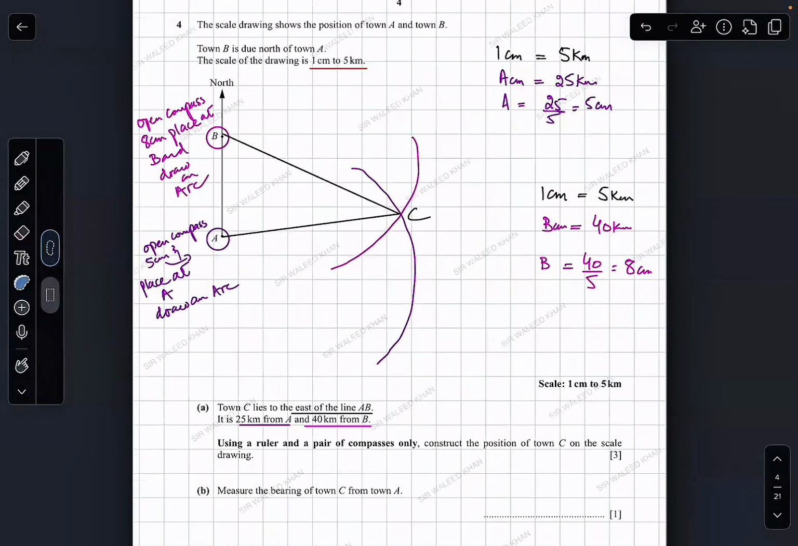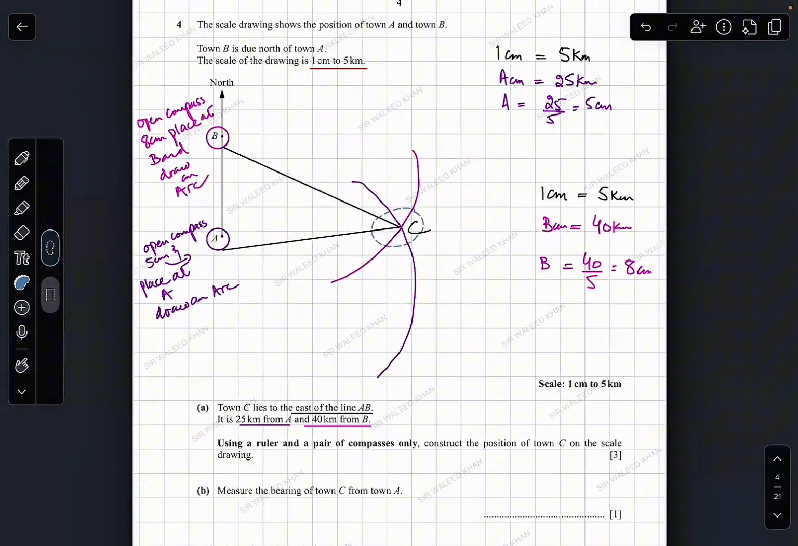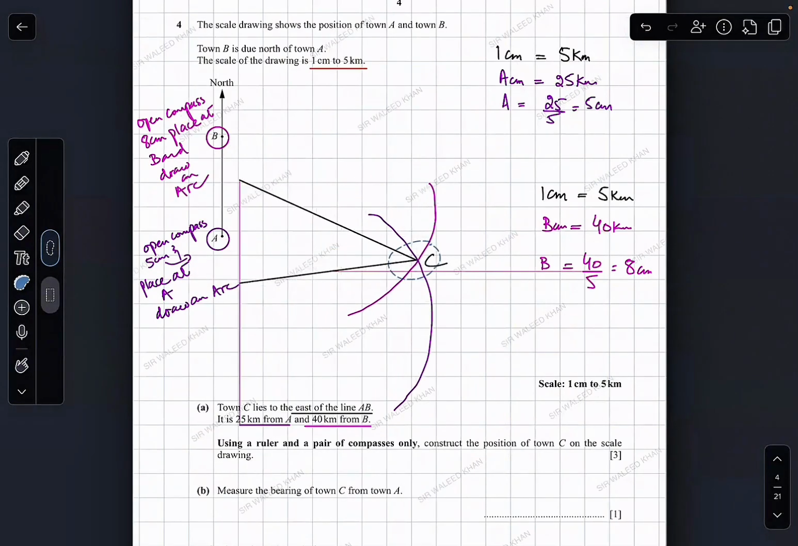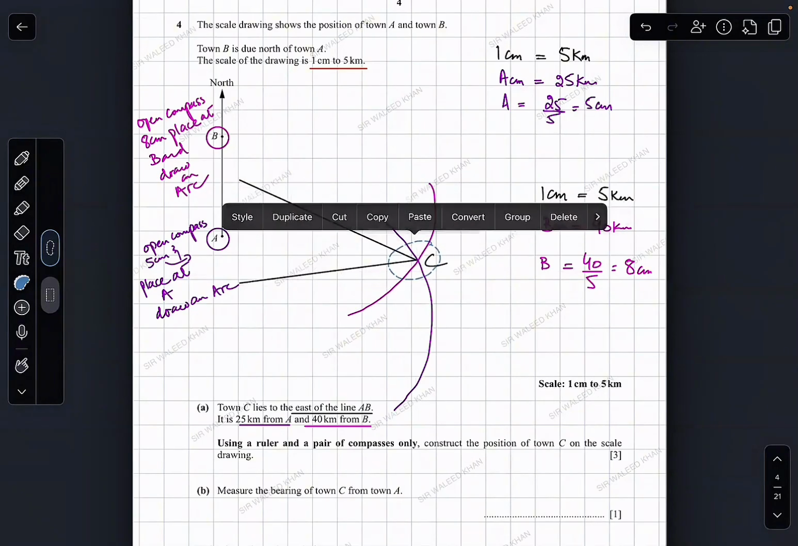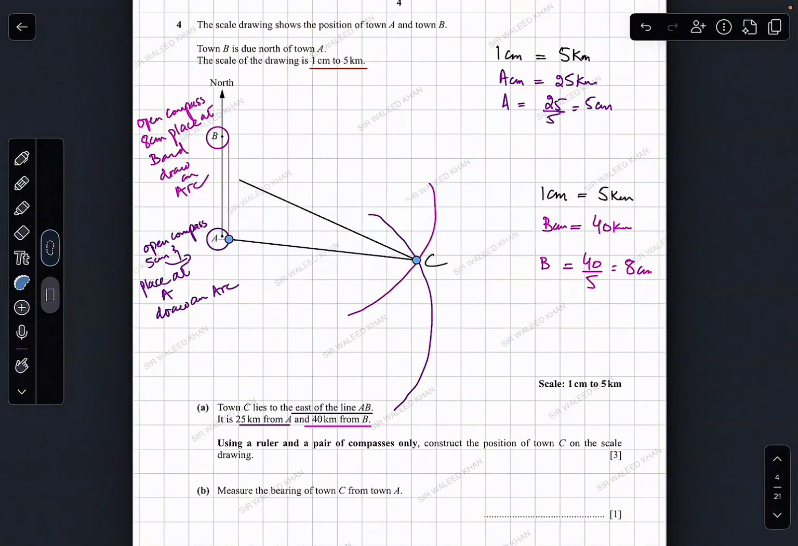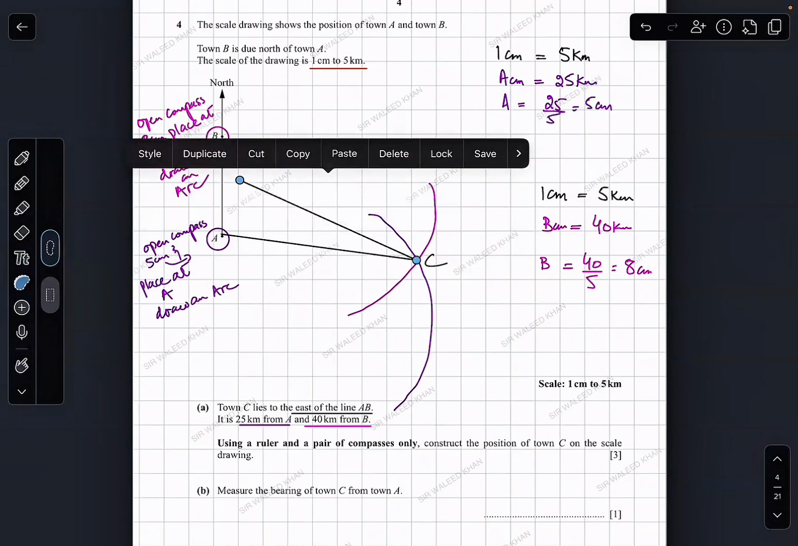So the actual drawing should be like this. Because it was not up to scale, it should be like this. Somehow over here, your point C will be coming somewhere over here. Like this.